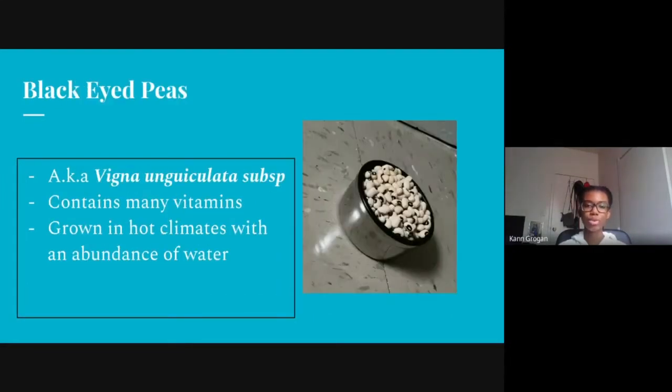Secondary question is, who is black-eyed peas? Black-eyed peas' secondary name, which is also in Latin, is Vigna unguiculata subsp., and it has many vitamins considering that it is a vegetable. It is also grown in hot climates with abundance of water, which is why it is most commonly grown in the south where the climate is much hotter than it is here in New York.